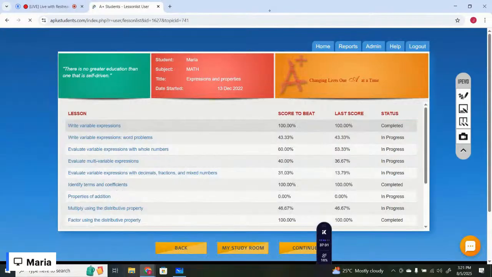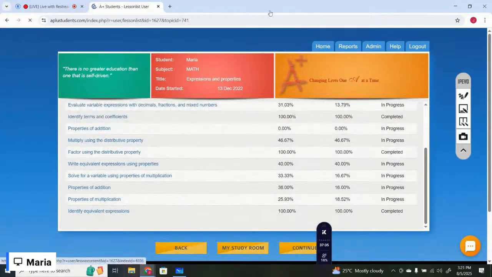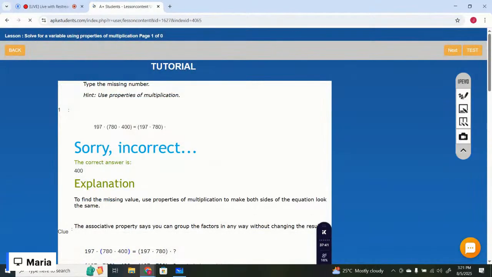The next lesson is solve for a variable using properties of multiplication. Type the missing number.